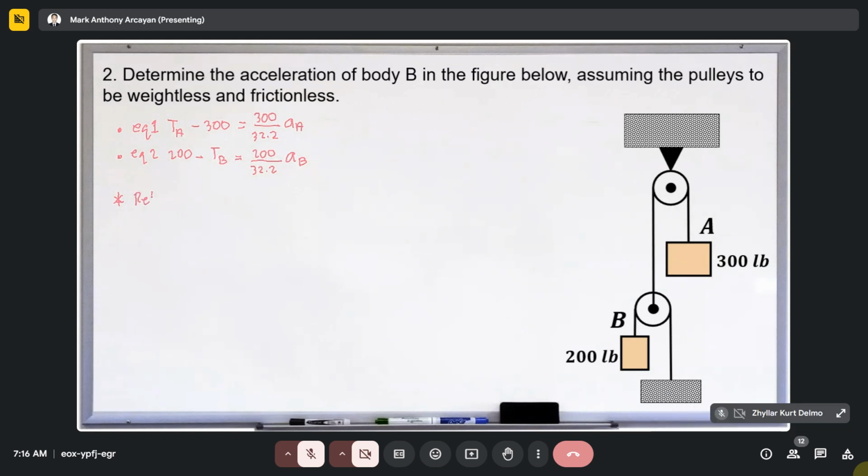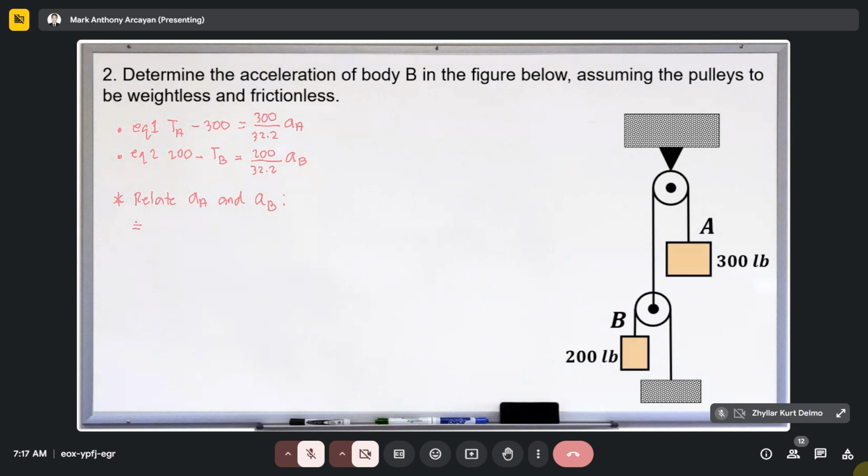No? So we're going to relate aA and aB. If we can find a way to relate these two, then we can reduce the number of unknowns in our two equations. No? Now, the big question or the big challenge is how can we relate these two accelerations and where or in which part of our system are we going to use in order to relate this? What do you think, class? Asa man ka diri ah?